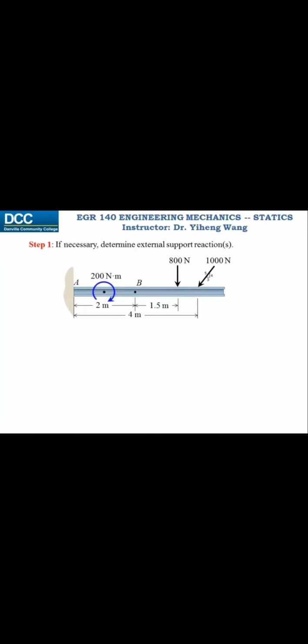Now let's look at the proper procedures when applying the method of sections. First step, determine the support reactions and complete the free body diagram of the entire member if necessary. Of course, sometimes it is not necessary to do so, but for now, let's just solve them. Since at point A we have a fixed support, there are 3 support reactions, 2 forces and a moment, and we can solve for all of them by applying free body equilibrium analysis.